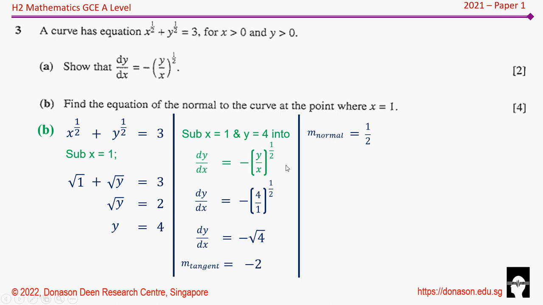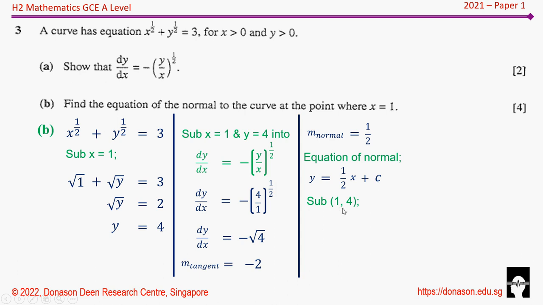Since we got the gradient of the normal, the equation of a straight line should be of the form y equals mx plus c. So the m is of course equal to half, which we have already found. So half x plus c. And in order to determine the y-intercept, we need to know one set of coordinates that the line passes through. We know that when x is 1, y is 4, and this is the point of tangency, or the point at which the normal cuts through the curve. So the normal will also pass through this point. So we could use this coordinate to substitute into y and x, and we can find the value of the y-intercept of the normal.